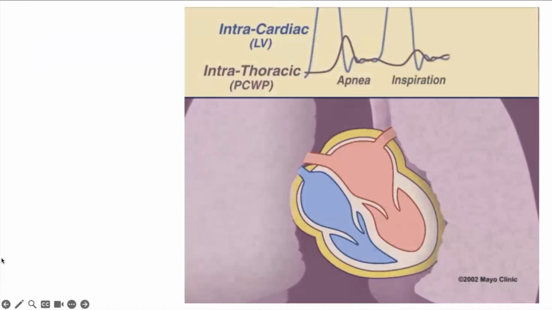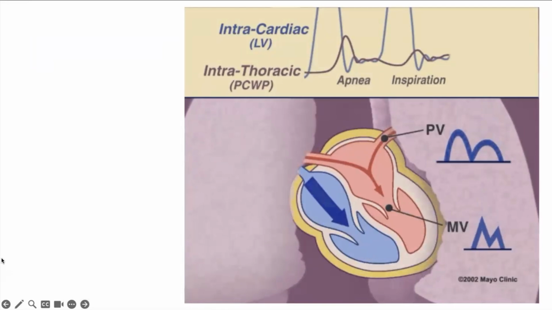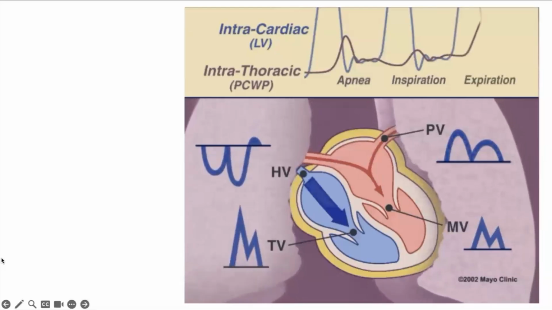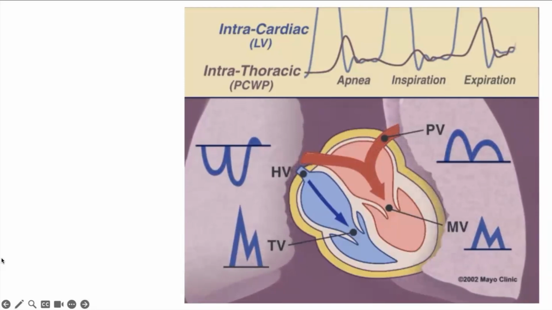So with inspiration, you can see the pressure on the left side drops, and the gradient between the pulmonary vein and left atrium drops, and the right-sided filling is increased. So this results in lower left-sided pressures, and then higher right-sided tricuspid valve and hepatic vein flows. And then they'll also show you the opposite, which happens with expiration. With expiration, more blood is forced towards the left side, more filling of the left side, higher velocities on the left side, and lower velocities on the right side.